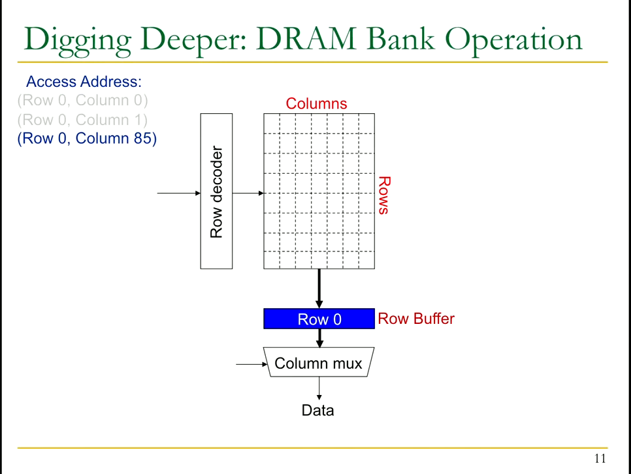Again, the memory controller sees, oh, row 0 is already in the row buffer, so I'm not going to activate it because it's already there. It's a row buffer hit. So I'm going to send column address 85 to this mux over here in the DRAM chip, and the DRAM chip sends back the data. Okay, now let's see what happens if there's another request that doesn't follow this nice row pattern. Let's say we get an access to row 1 and column 0. Now the memory controller sees this.